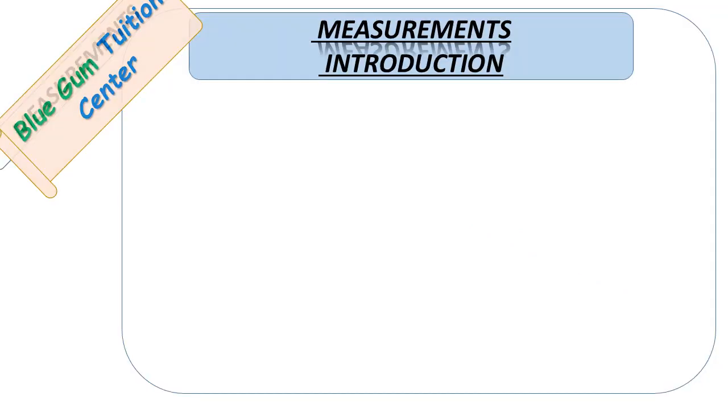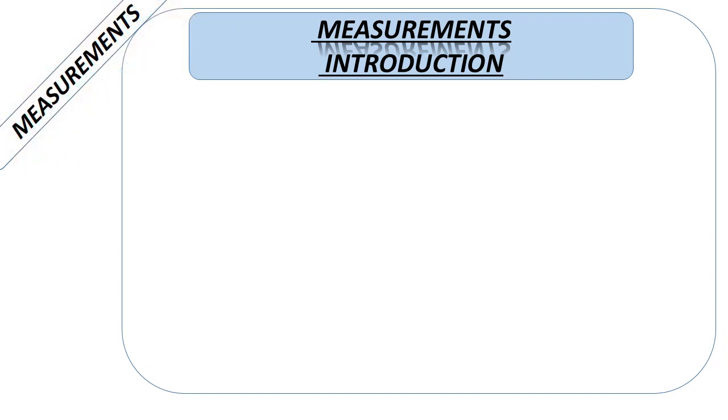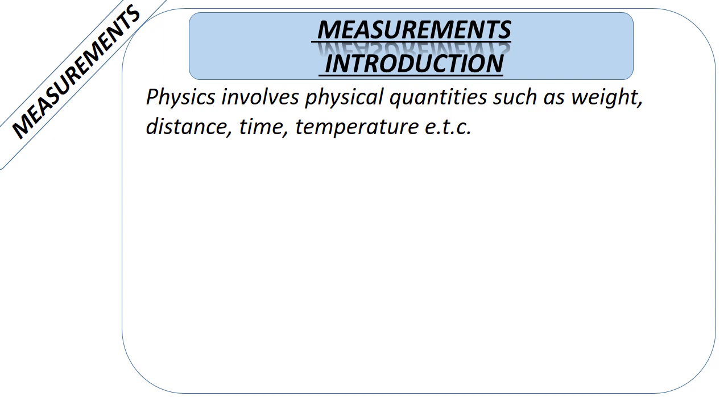So physics is a science that studies the physical or the measurable physical aspect of nature. In simple words, I can say physics studies those parts of nature which can be measured. And because of that, we can say physics involves physical quantities such as weight, distance, time, temperature, and others.